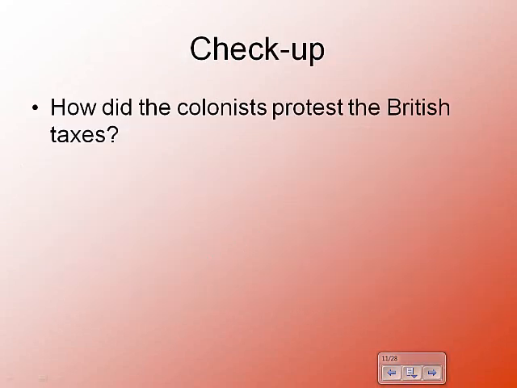Quick checkup. How did the colonists protest the British taxes? Think about those independently. You could have said a number of things. You could have said they boycotted, they smuggled in goods, they intimidated tax collectors by tar and feathering them. The Daughters of Liberty also created their own clothes.